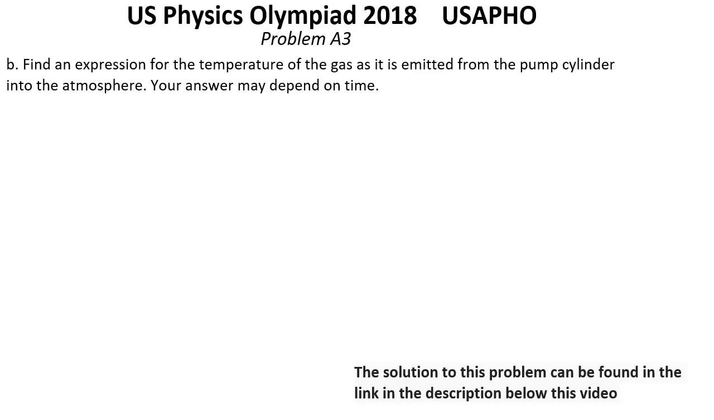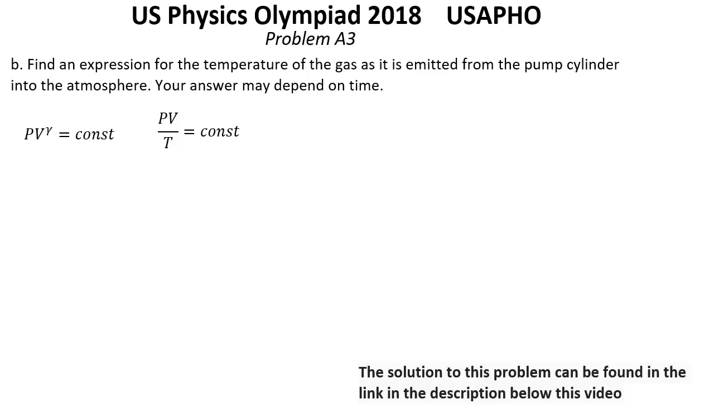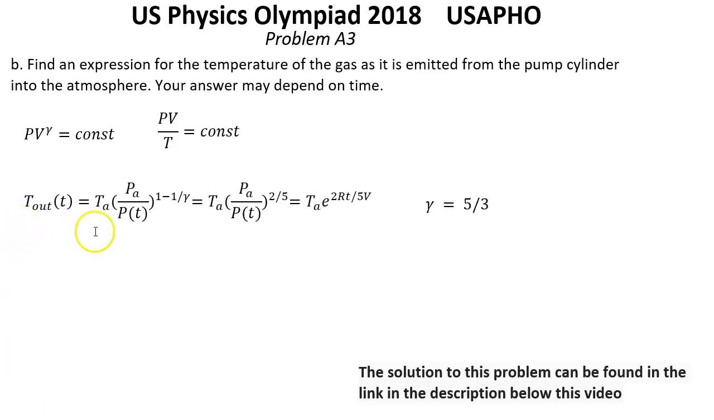Since PV to the power gamma is constant during an adiabatic process and PV over T is constant by the ideal gas law, we have T out equal to this expression, and because for a monatomic gas gamma equals 5 over 3, we have this answer for question B: T out equals TA multiplied by exponent to the power 2Rt over 5V. So that was the solution for question B.